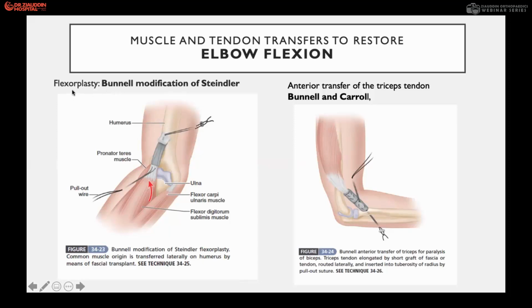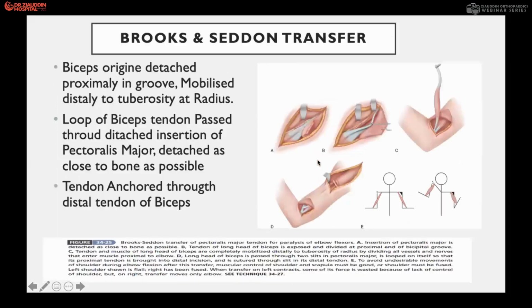It is called flexorplasty. Then there is anterior transfer of the triceps, called the Bunnell and Carroll transfer. Extended with the graft, the triceps is rotated and fixed on the previous biceps insertion, the bicipital tuberosity here. And this is again a flexorplasty.